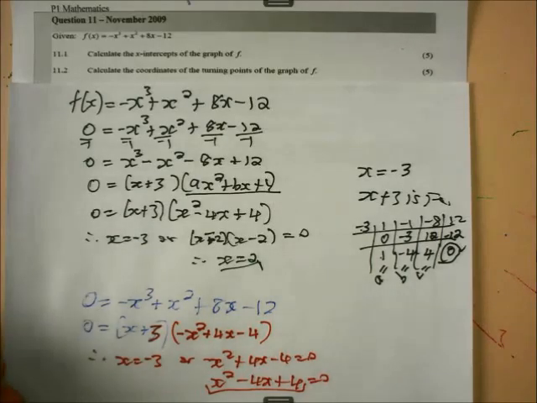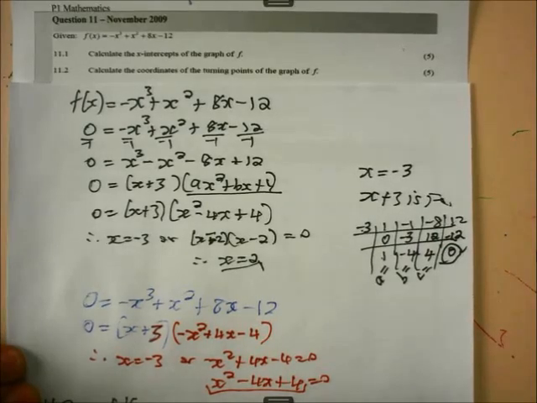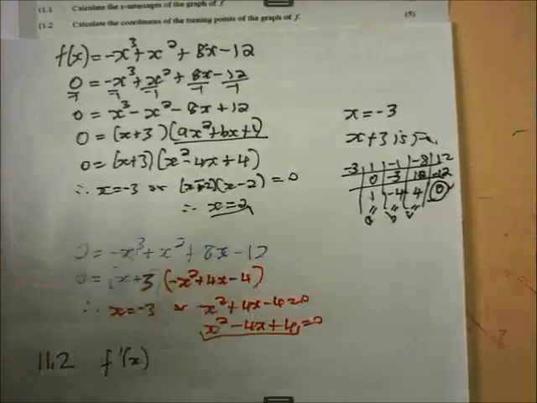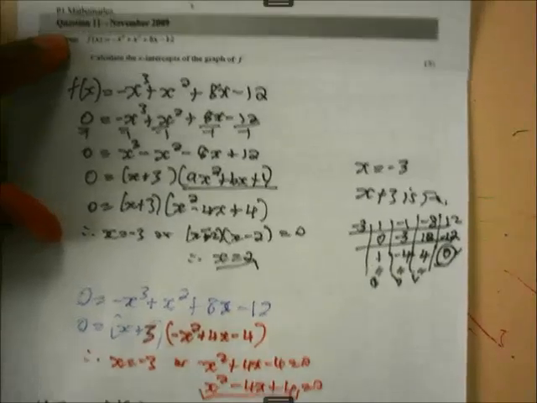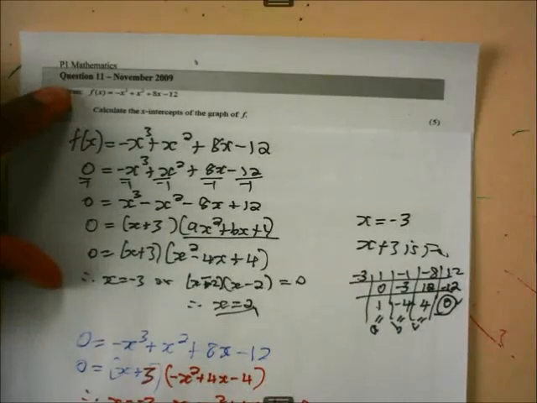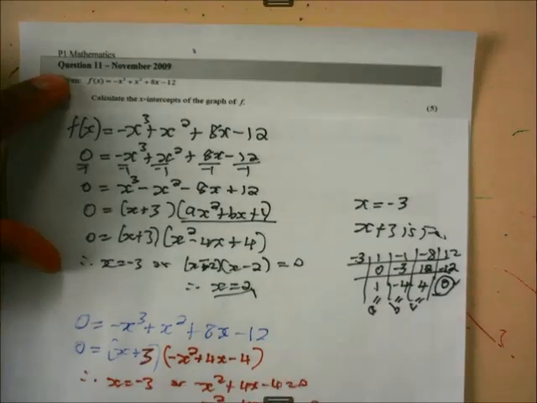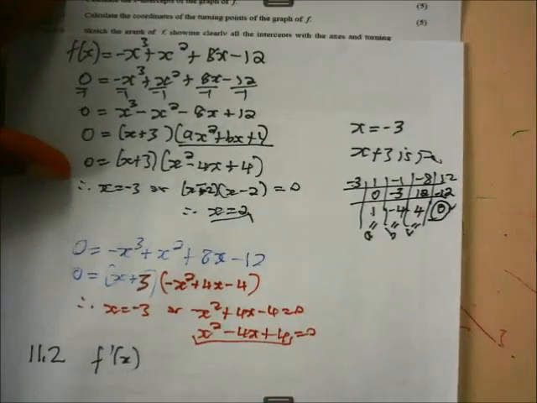Right, the question here says calculate the coordinates of the turning points of the graph of f. Now, what is it that you must do here? Like we indicated at the beginning, we need to take f of x and find f prime of x. Now, what is f of x? f of x is minus x to the power of 3 plus x squared plus 8x minus 12. Now we find the derivative of f.